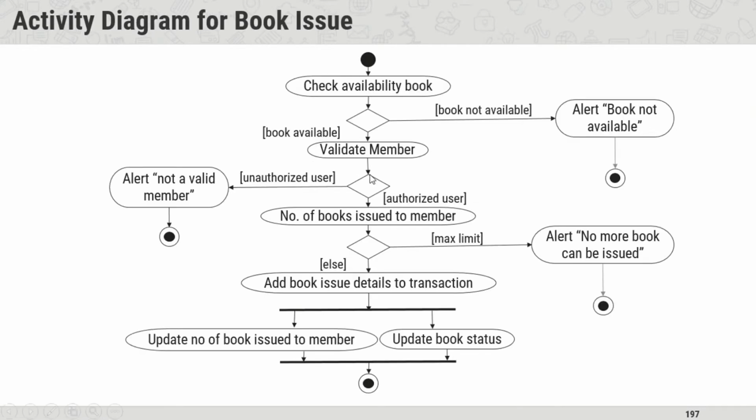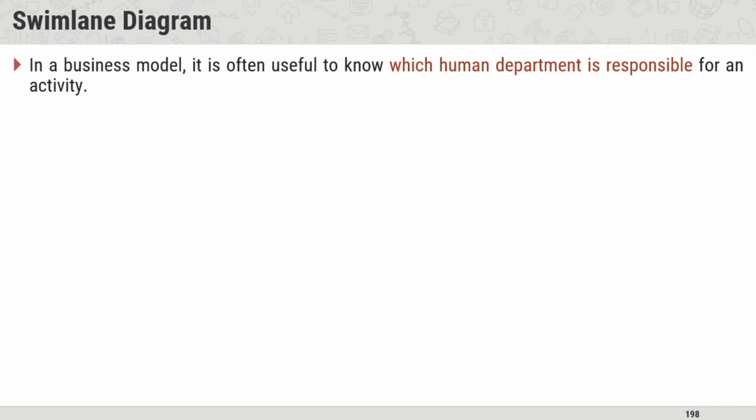So this is what will happen in your activity diagram for one functionality, the book issue. Now to extend this activity diagram, here we are not able to understand who is doing each activity, whether it is done by the librarian or what kind of stakeholders are doing it. We want to elaborate this activity diagram with the stakeholders, who are the actors. So we will go for the swim lane diagram.